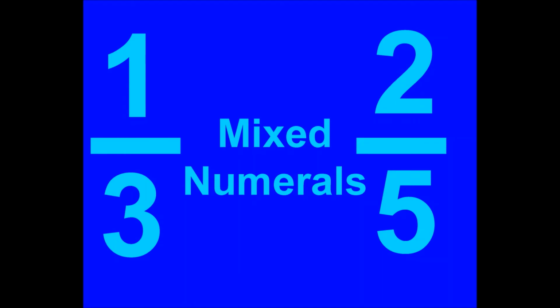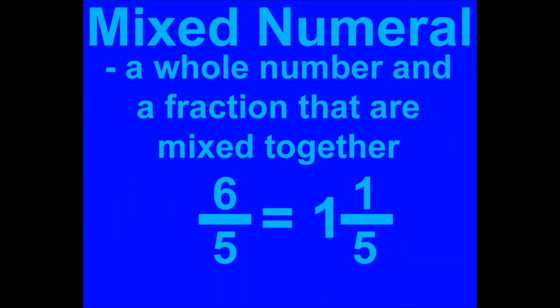Let's learn about mixed numerals. A mixed numeral is a whole number and a fraction that are mixed together. This is another way to write improper fractions. For example, 6/5 is the same as 1 and 1/5.